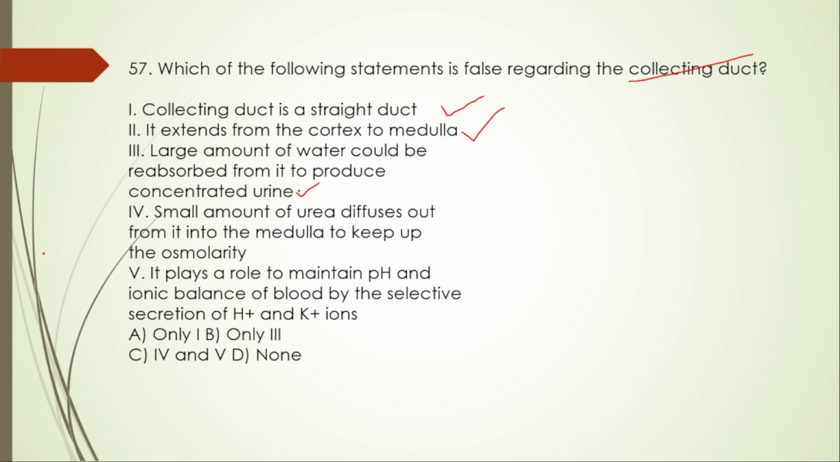And then fourth one, a small amount of urea diffuses out from it into the medulla to keep up the osmolarity. This one is also right. Fifth one, it plays a role in maintaining pH and ionic balance of the blood by selective secretion of hydrogen ions and then K+ ions. This one is also right. This is essential for homeostatic regulation. So here all are correct. He is asking for the false statement, but none are false. The right option is none.